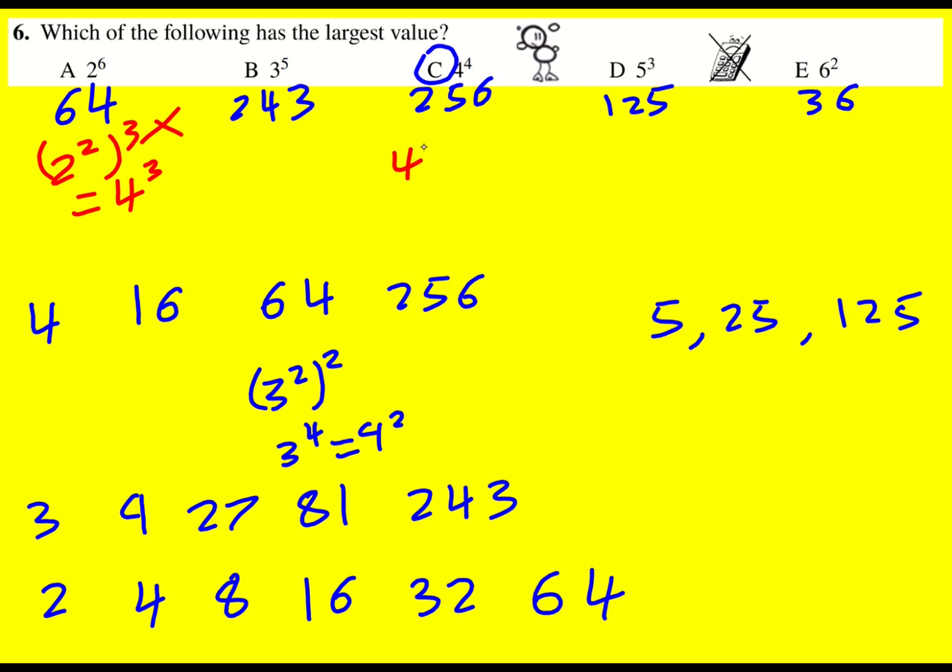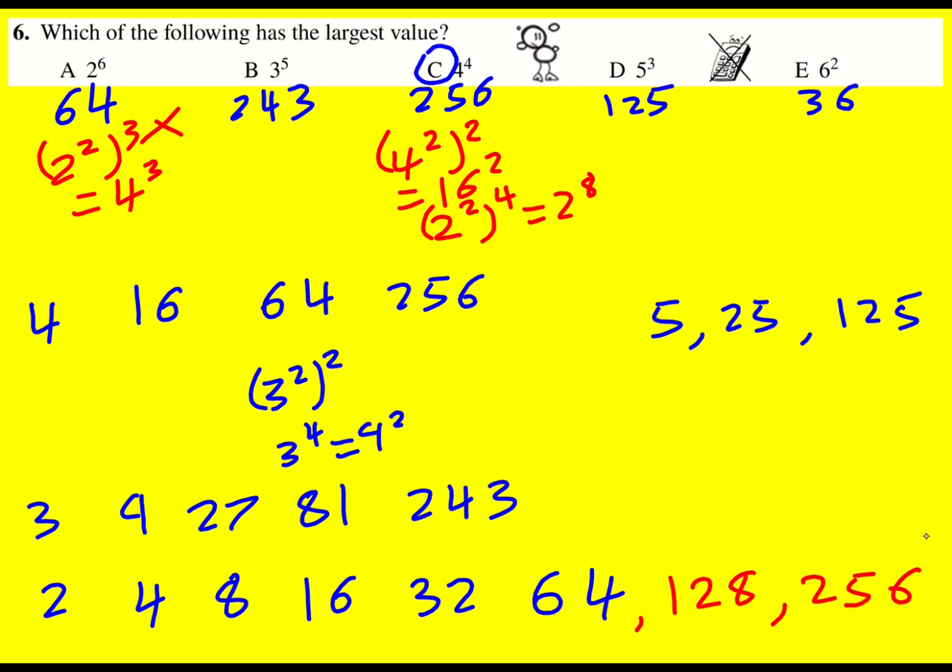You could write it as 4 squared, which is 16 squared, and you might know that that is 256. Of course, you could even write it as 2 squared to the 4, which is 2 to the 8, and you could keep this going here. We had 2 to the 6, so then it's going to be 2 to the 7 and 2 to the 8. Lots of different things you can do for these powers, but ultimately we've got 4 to the 4 as our largest value.